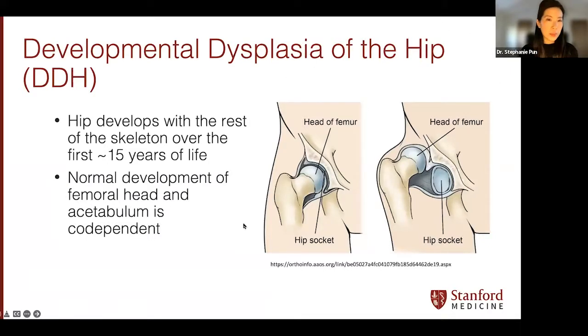So the hip develops with the rest of the skeleton over the first 15 years of life. And normal development of the femoral head and the acetabulum is codependent, dependent on proper contact between the femoral head and the acetabulum, or the hip socket. So without that proper contact, the acetabulum becomes very shallow and the femoral head becomes very misshapen.